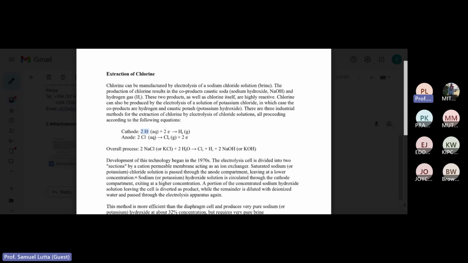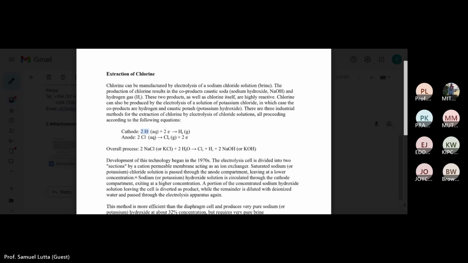So what you'll have happening there is that if you are using carbon electrodes, then hydrogen will gain 2 electrons to form hydrogen atoms, which will combine to form hydrogen gas.